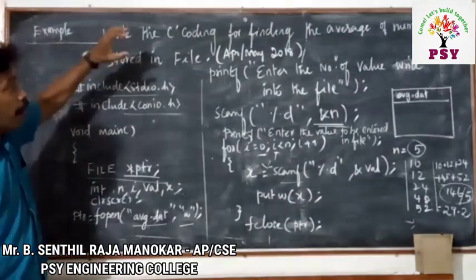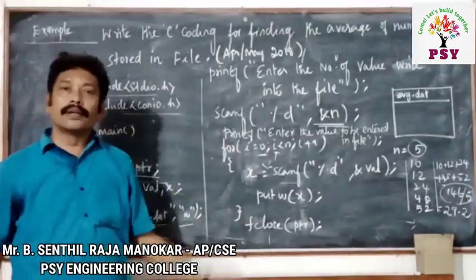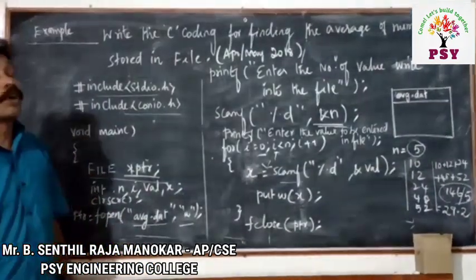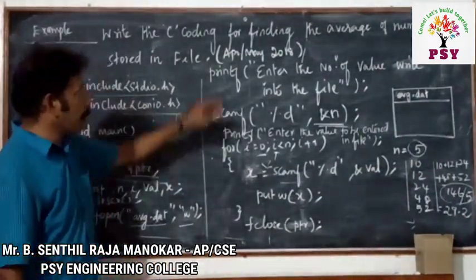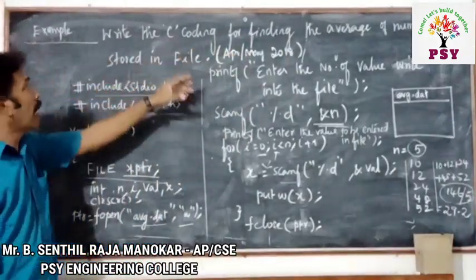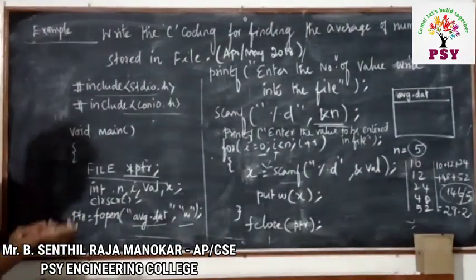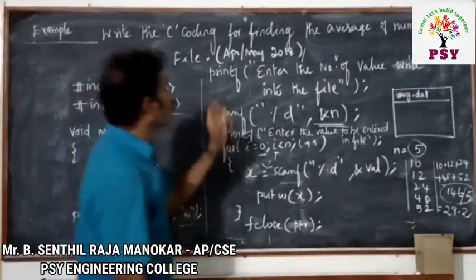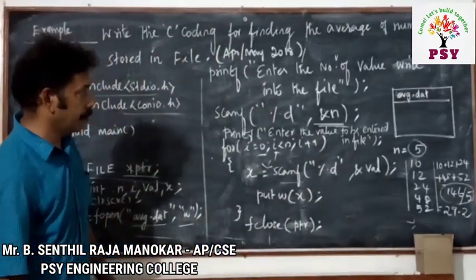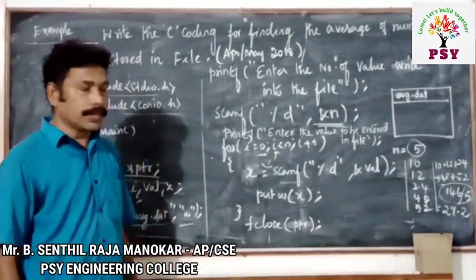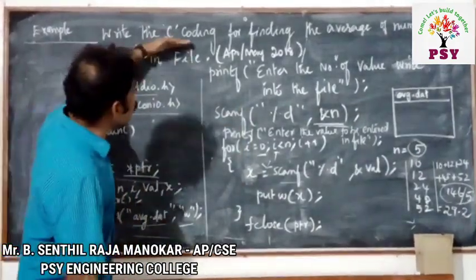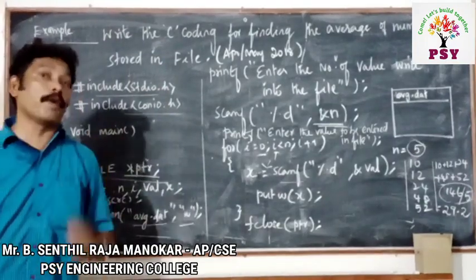So I chose one important problem which was already asked in the Anna University examination. In the April-May 2018 Anna University examination, there was this problem: write the C coding for finding the average of numbers stored in a file. Before starting this coding, you must understand the meaning of this problem. That's the most important point.